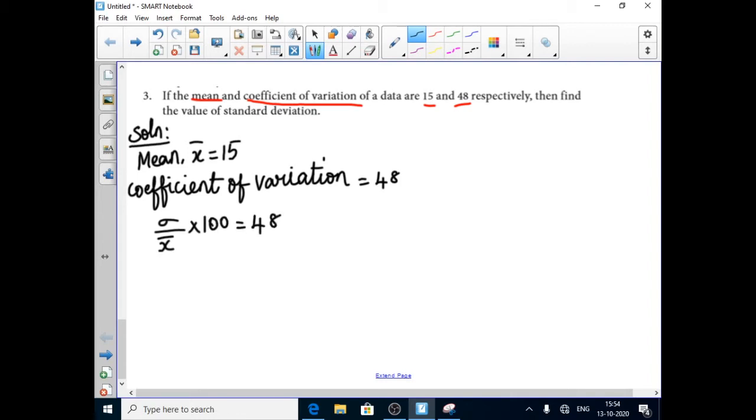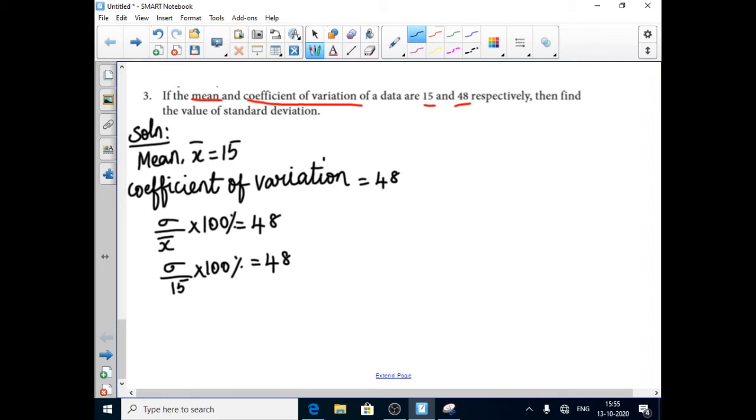Sigma by x bar. If you remember it like a line for sigma and the same way a line for x bar, then it will be clear where x bar comes. So it is in the denominator. Substitute the value: sigma by 15 into 100 equal to 48.